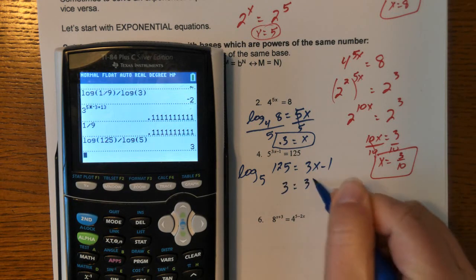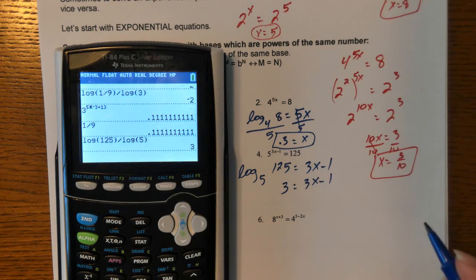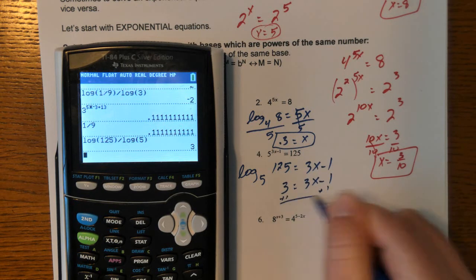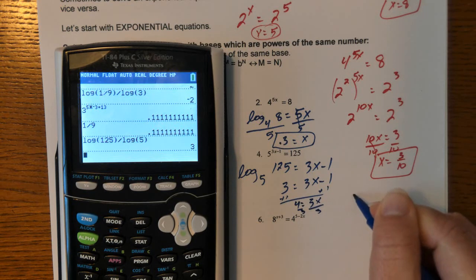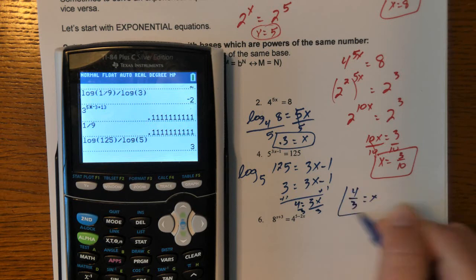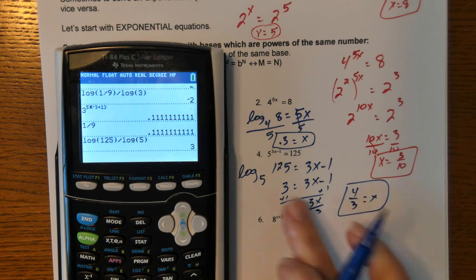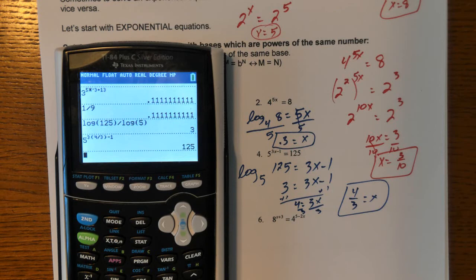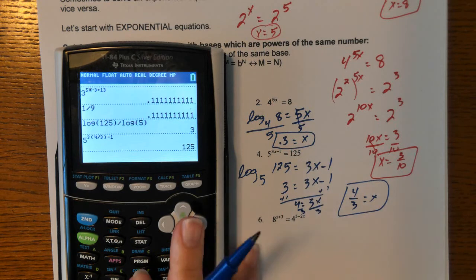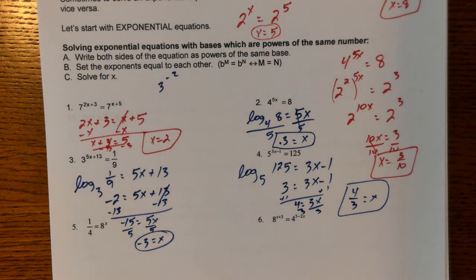So 3 equals 3x minus 1, and I keep solving for x. So I can add 1 to both sides. 4 equals 3x, divide by 3, 4 thirds is what x is going to be. And if you check it, 5 raised to the 3 times 4 thirds minus 1. I put 4 thirds in for x. I type that left side of the equation in, and it says that equals 125. So I know that my 4 thirds was correct.